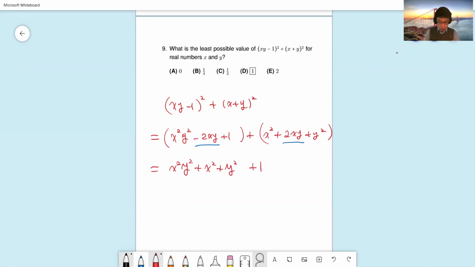So the first three terms are all square terms, so they must be non-negative. And we have constant 1, so this is obviously greater than or equal to 1. And 1 can actually be obtained. The inequality can be achieved if we take x equals y equals 0. So the minimum, the least possible value, equals 1. Answer is D.